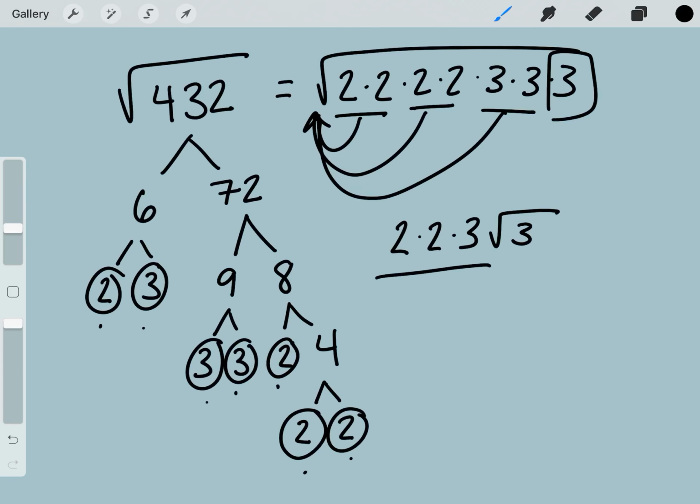And then the final step would just be to multiply all of that. 2 times 2 is 4, times 3 is 12, making the answer 12 radical 3. That's the simplified version of the square root of 432.